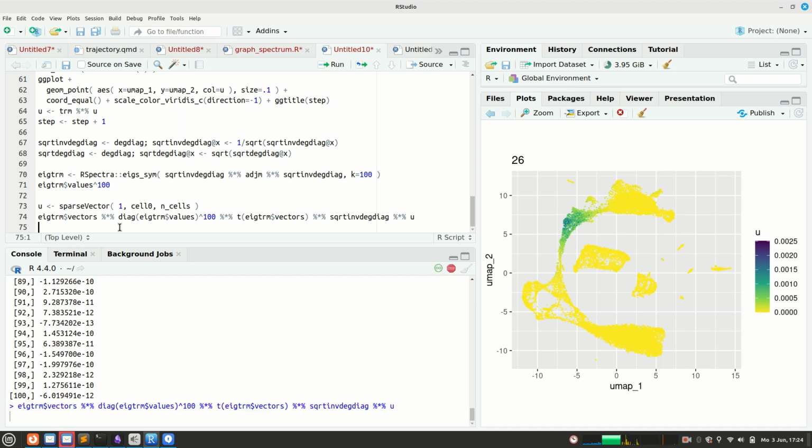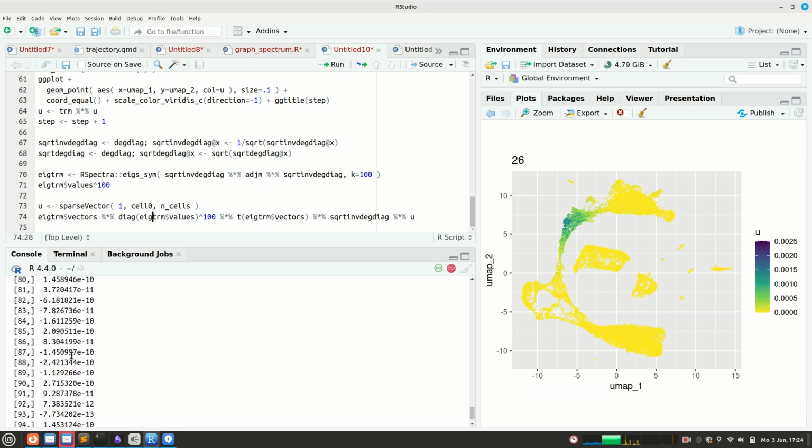Now you see something annoying is happening. Now it takes long. Why is that? Because up to here the whole thing went down to a vector of only 100 elements, and now it blows up again.